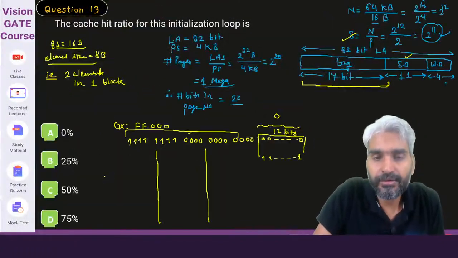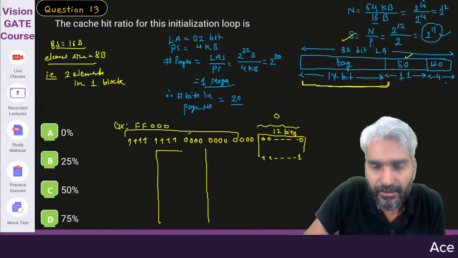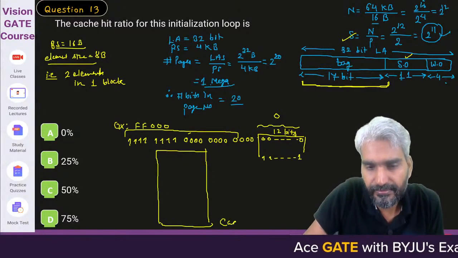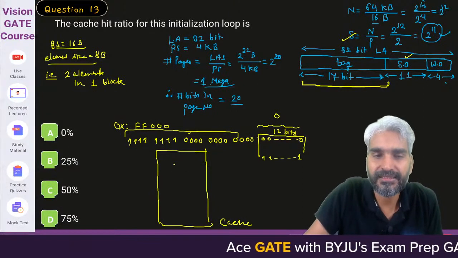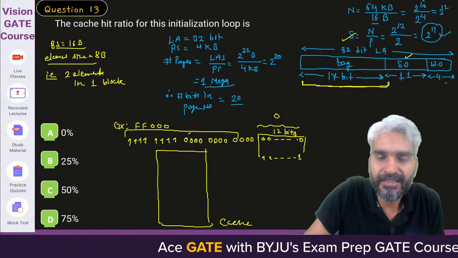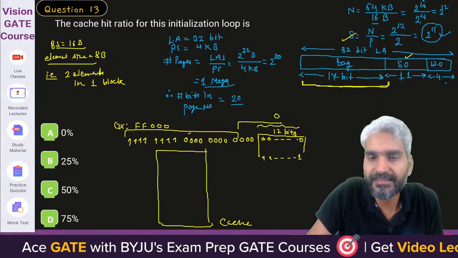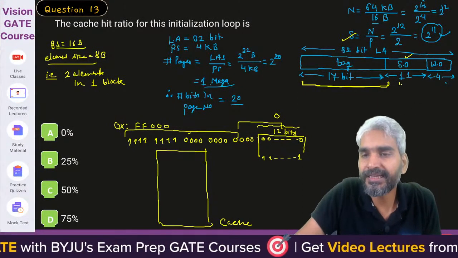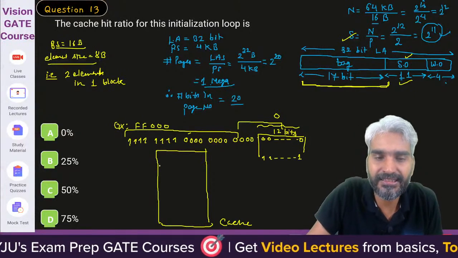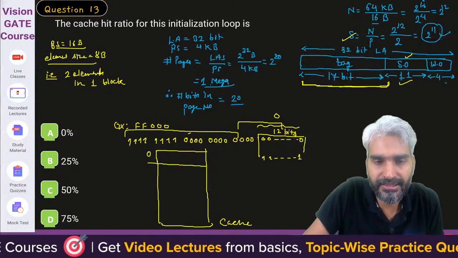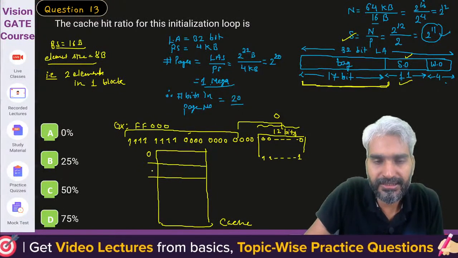It is stored in row major order. So if I just tell you one thing, this is your cache. Then whatever the set is, what will be the set? The remaining 11 bits are 0, yes? So obviously it will go in set 0. This is your set 0. This is your set 1.